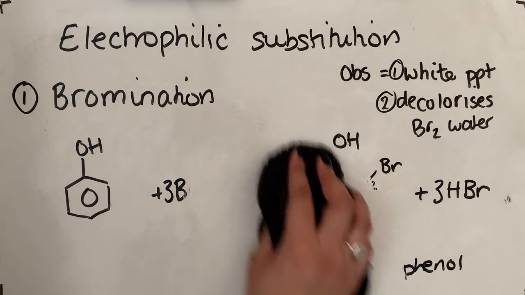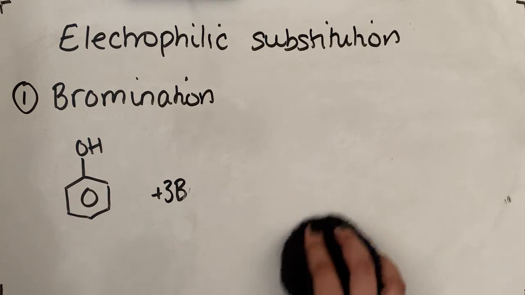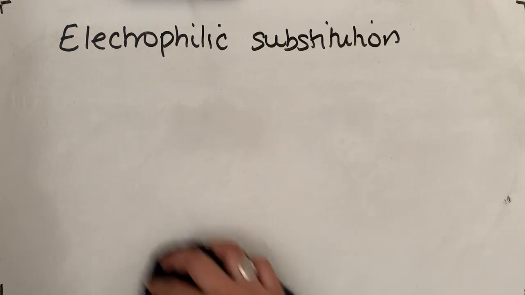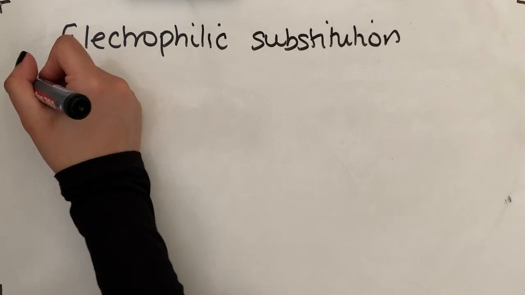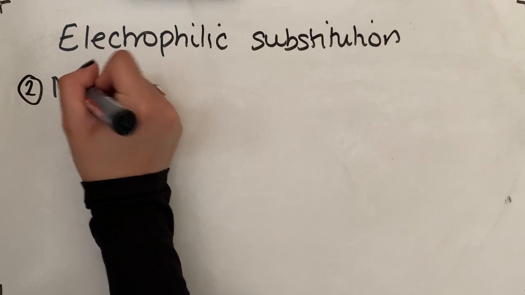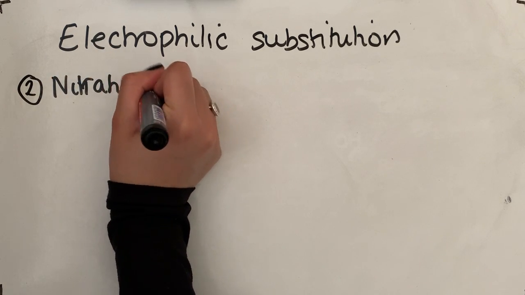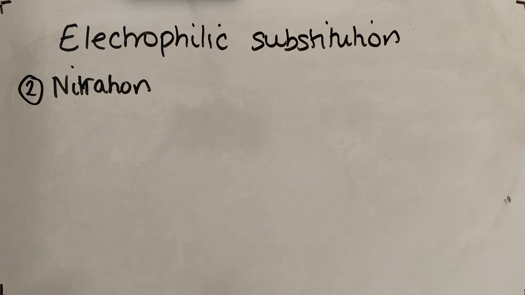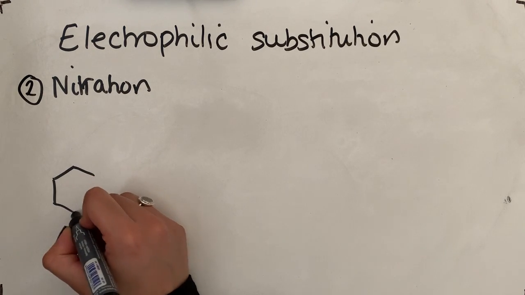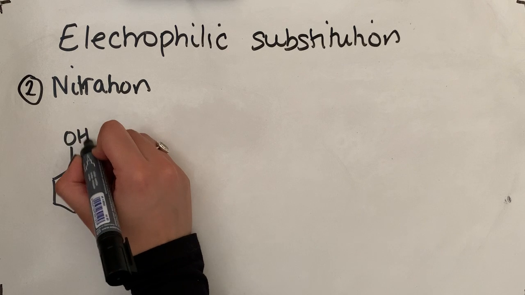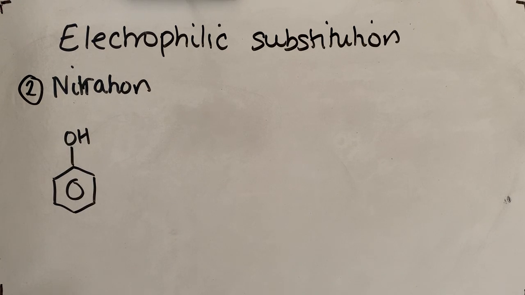Right, reaction number 2, and again, this is going to undergo electrophilic substitution. And this is the nitration of a phenol. So as we did with our benzene ring, we've got to react this with nitric acid. Now, in the reaction of benzene, for it to undergo nitration, we had to use concentrated nitric acid, and as a catalyst, we had to use concentrated sulfuric acid.